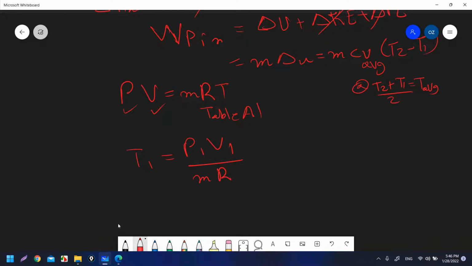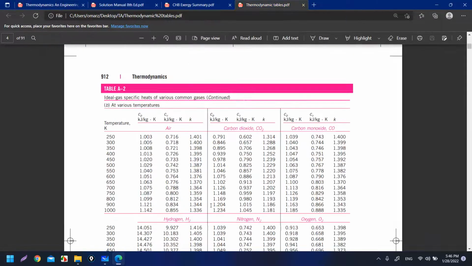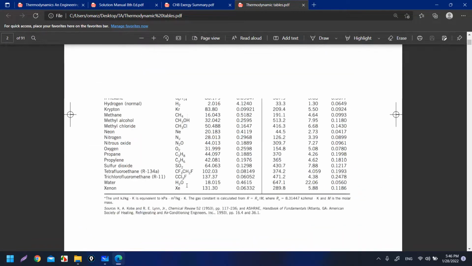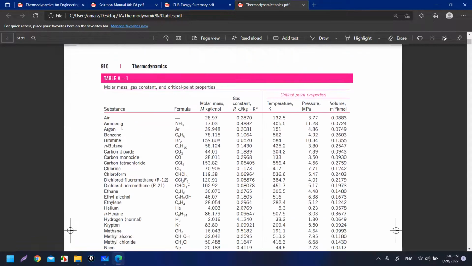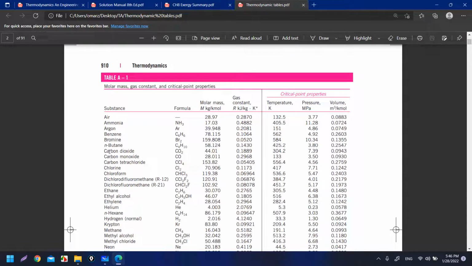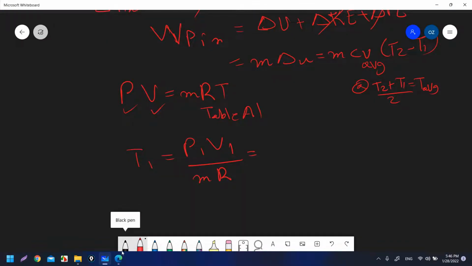Let's find the R from table A1. For carbon dioxide, it's 0.1889 kilojoule per kilogram Kelvin. Okay, P1 is given in the question, 100 kilopascal, the volume was 0.8, the mass is given, 1.54, and R from the table is 0.1889. Okay, T1 will be 275 Kelvin.